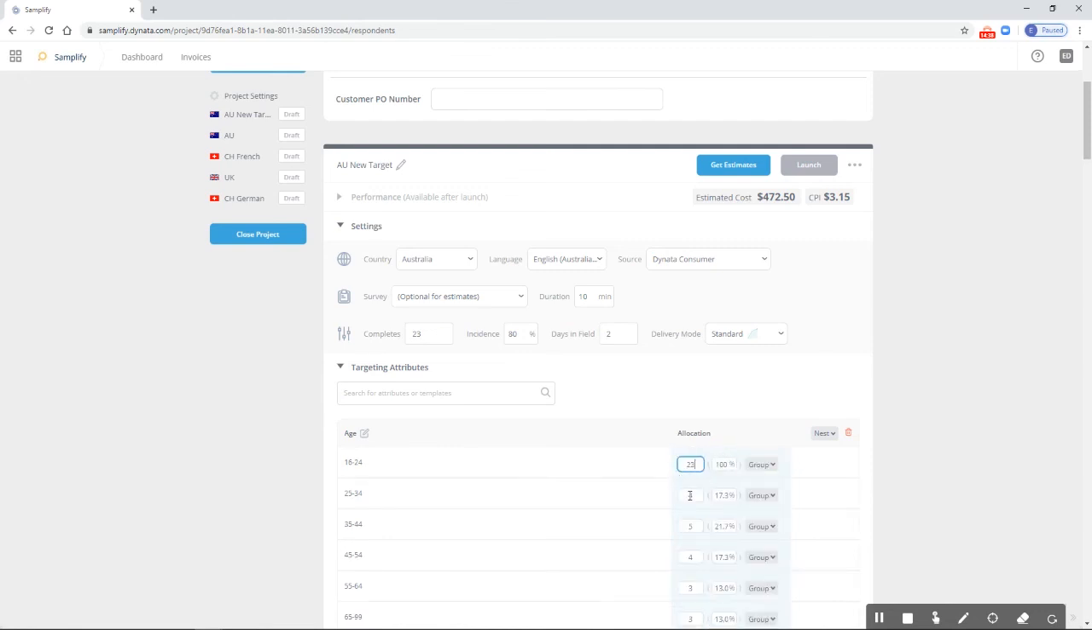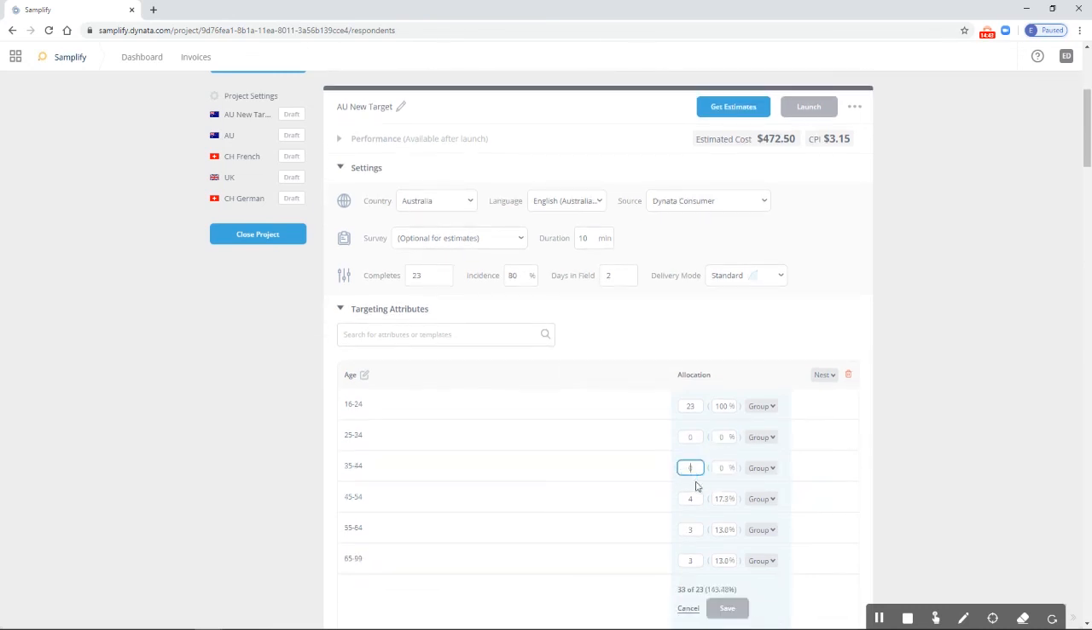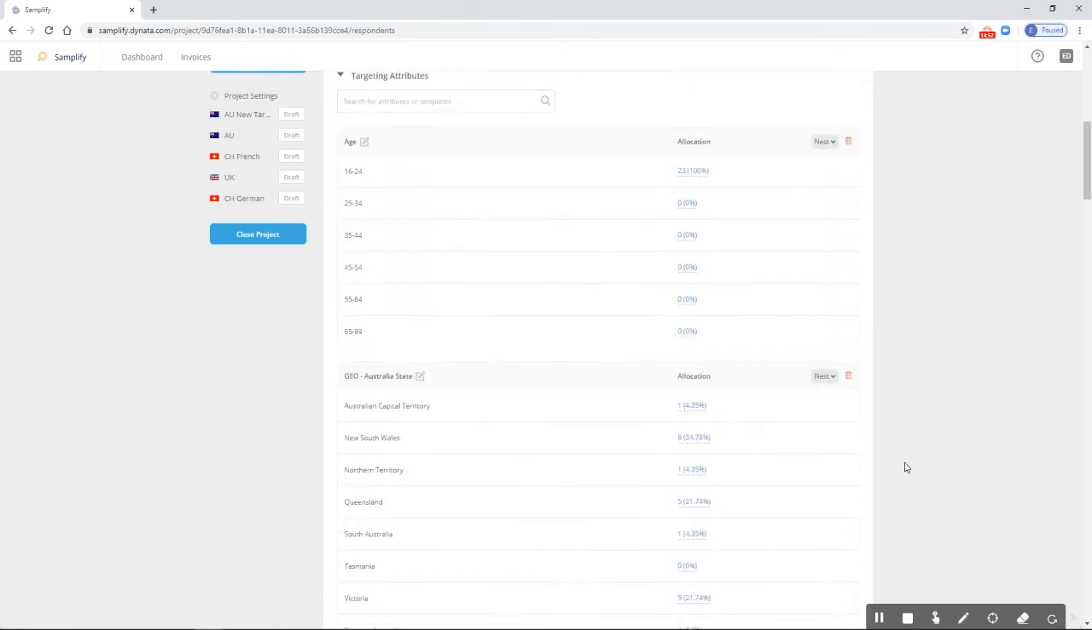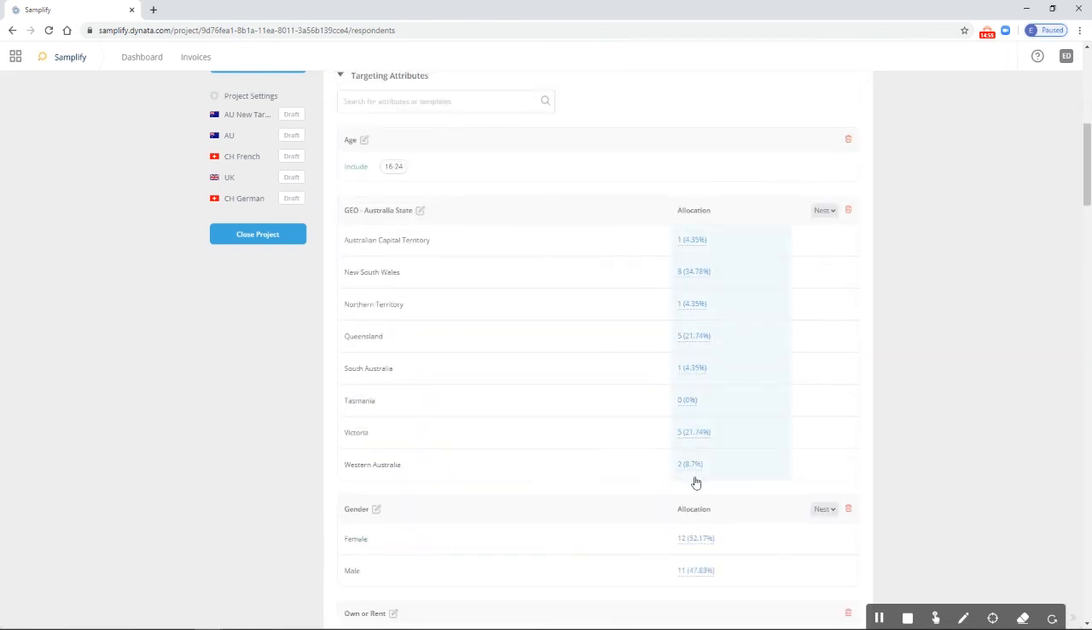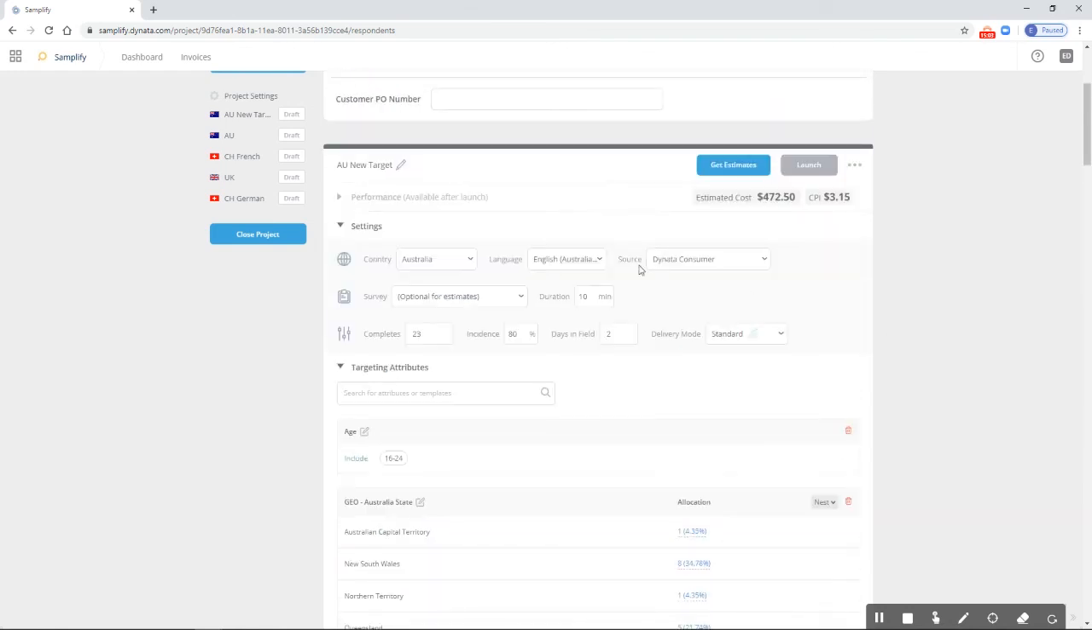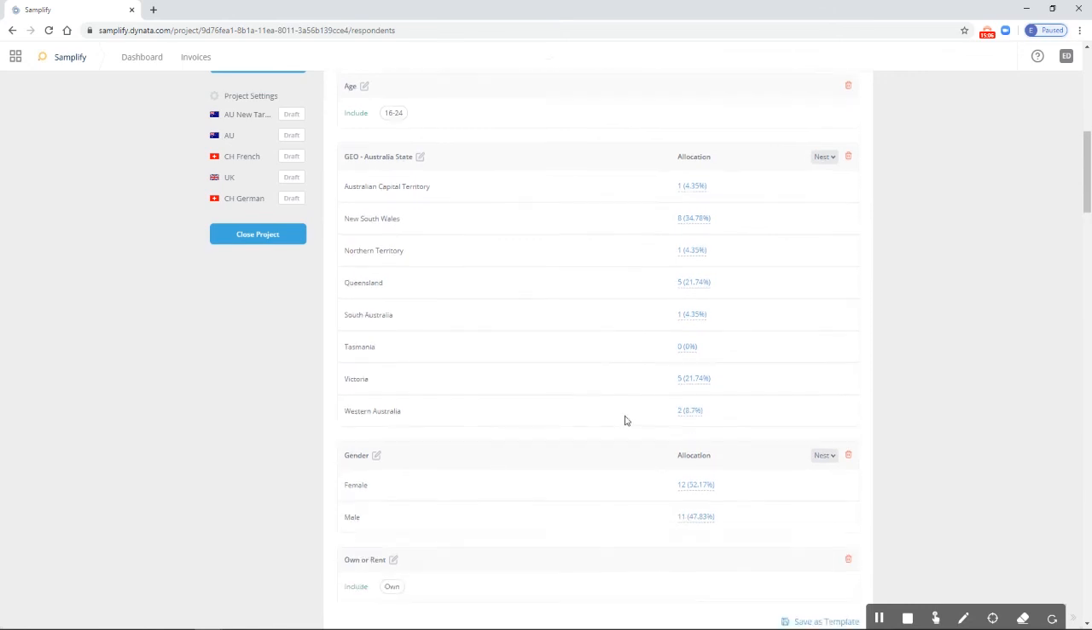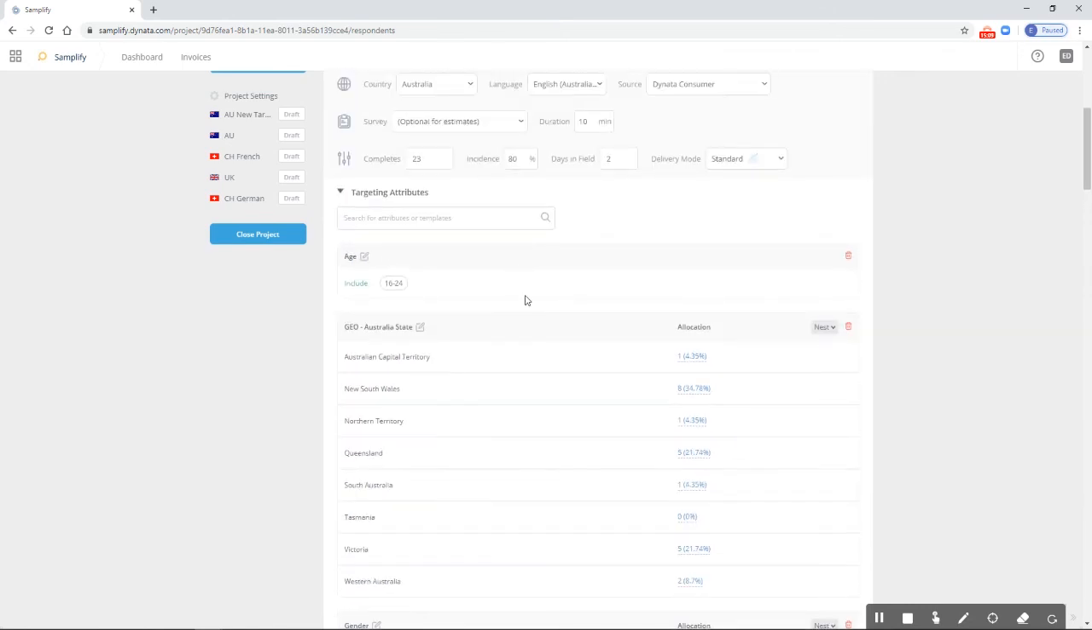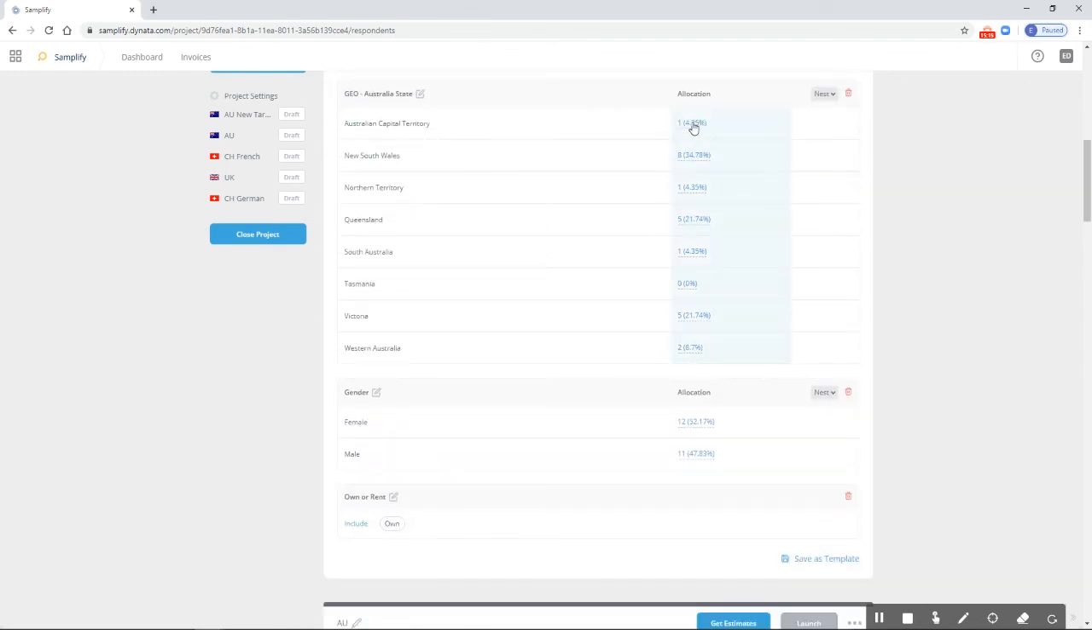Add those 23 completes just here, put everything else to 0. You can see we got the 23 out of 23, 100%. We can save. Here, I can see I don't really mind where they're coming from. But the one thing I can recognize here now is, because I limited to 23 completes, where I just need my 16 to 24 years to come from, I do have a quite limited amount of what I can put in here.